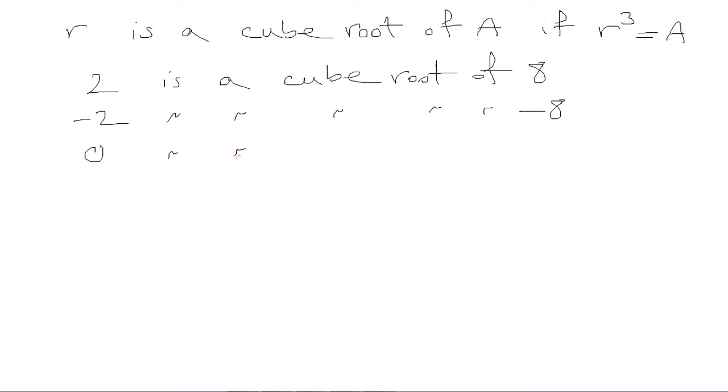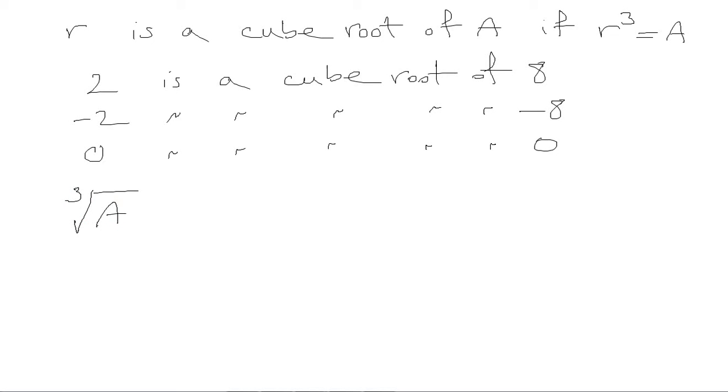0 is a cube root of 0 because 0 to the power of 3 is 0. As you can see, all real numbers have unique cube roots. And this is the notation, the symbol we use to represent the cube root of a. So this is radical index 3 of a.